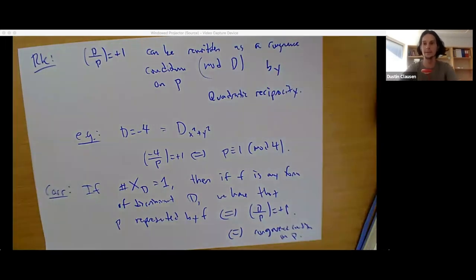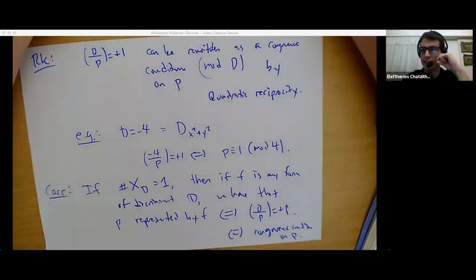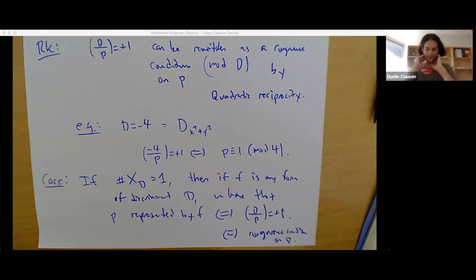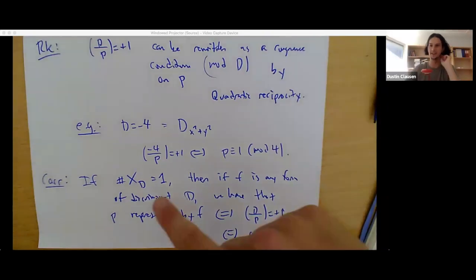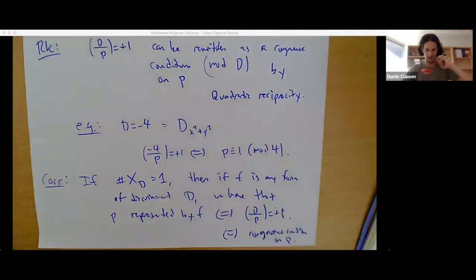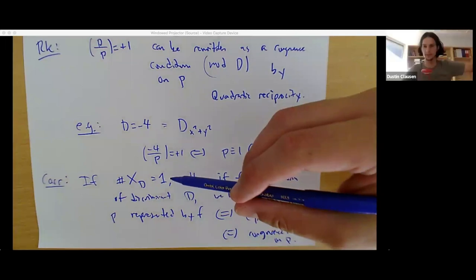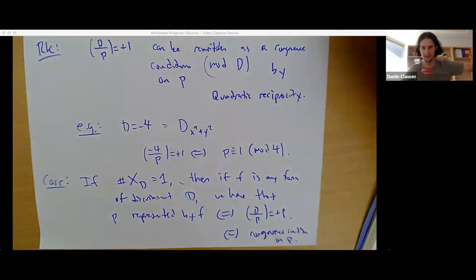Yes, Eleftherios. In this argument that we just gave, in the case where X_D has just one element in it, one class of strong equivalence, we didn't use anywhere the fact that the equivalence is strong, right? Because the fact that they represent the same elements is from regular isometry. That's right. So you could say something a little more refined here. Absolutely. So this is not the strongest possible statement of this form. And that's a very good remark. Yes. Thank you.